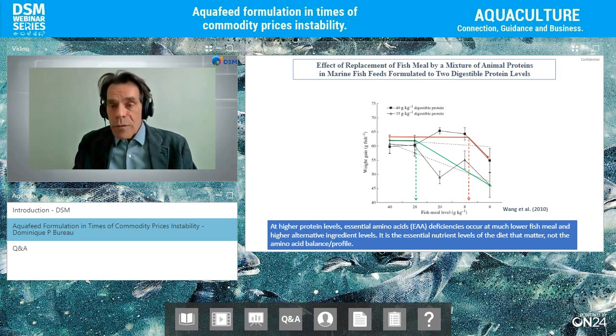So one of the tricks in feed formulation is to leave the upper limit of your specs open, and see what your feed formulation will give you, and often it will be the solution to some of your problems. So you can see this was a highly carnivorous marine fish species, and we were able to formulate with less than 8% fish meal.